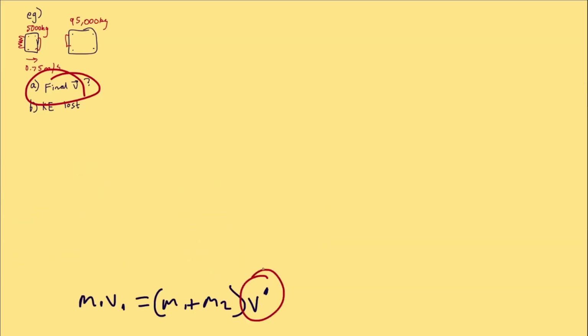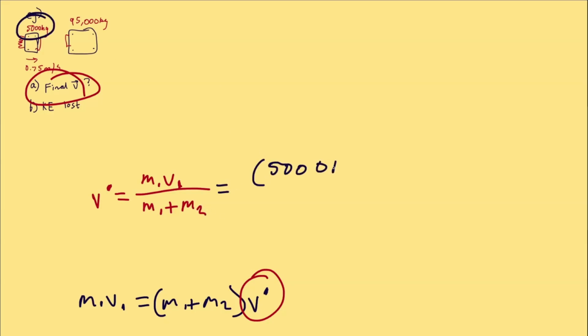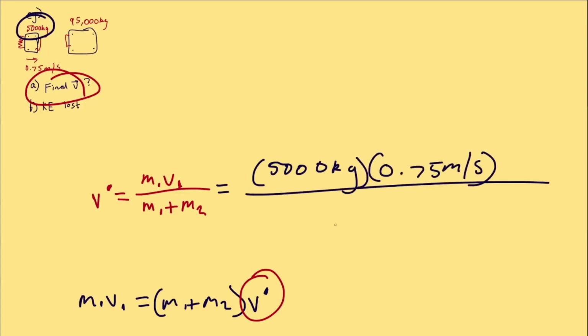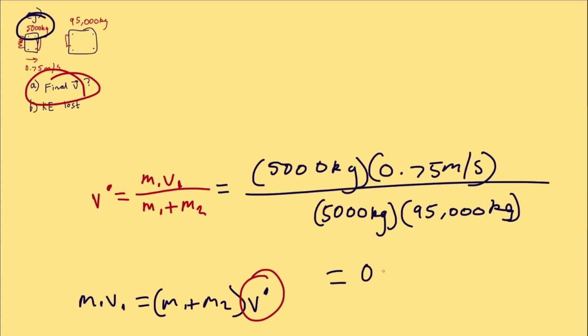If we go ahead and rearrange for this value, we get primed velocity is equal to the momentum of the supply module over the combined mass. If you plug in our values, so what's the mass of the supply module? 5,000 kilos. The velocity, 0.75 meters per second, divided by the combined mass, which is 5,000 kilos plus 95,000 kilos. The answer is 0.0375 meters per second.